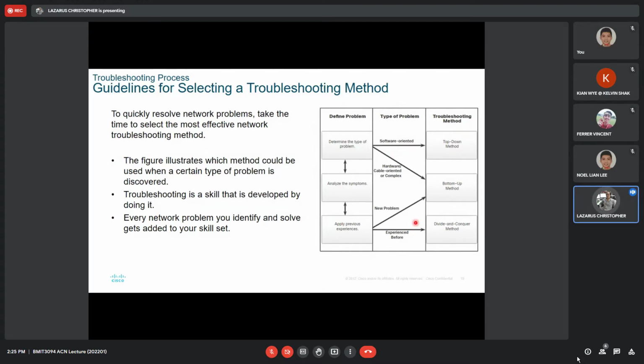Again, this figure: you follow this type of troubleshooting depending on what type of problem it is. So let's say you analyze the symptoms. You determine the type of problem, whether it's software or hardware. Hardware, use bottom up. Software, top down. Analyze the symptoms. Then you want to apply previous experience, because you experienced it before. If not, then it's a new problem, so bottom up. If you experienced it before, use the divide and conquer method, if you're experienced, right?